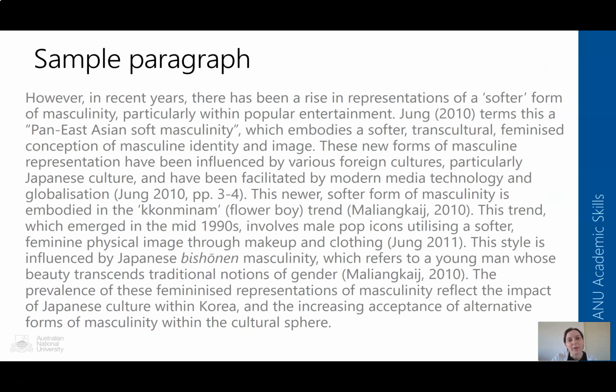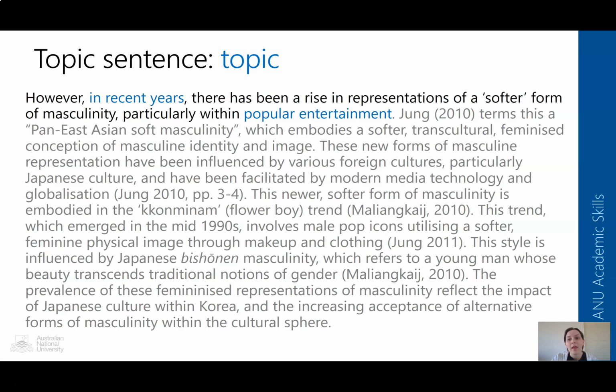Now let's look at a sample paragraph to show the rest of those three moves in your paragraph. Here, for instance, in this particular topic sentence is the topic for this paragraph. So they're focusing on more contemporary examples and popular entertainment. So that's what they're focusing on, popular entertainment. And they're making the argument that there has been a rise in representations of a softer form of masculinity through this popular entertainment. So that helps to answer that question about what are the new concepts that are emerging.